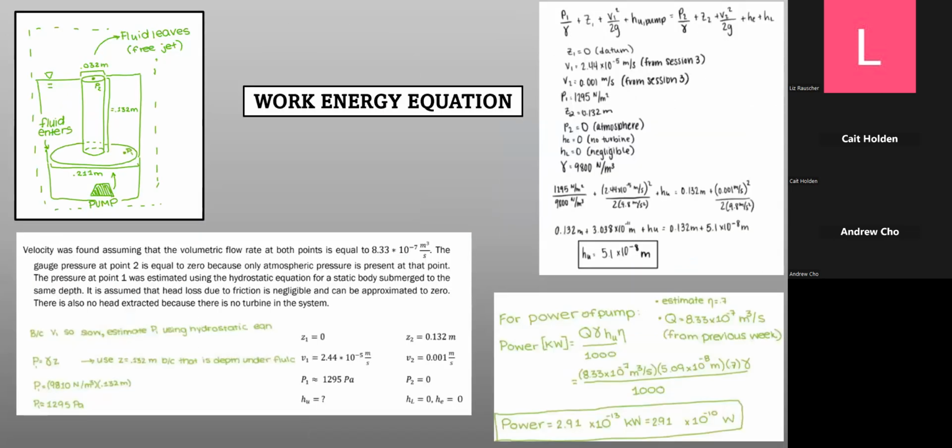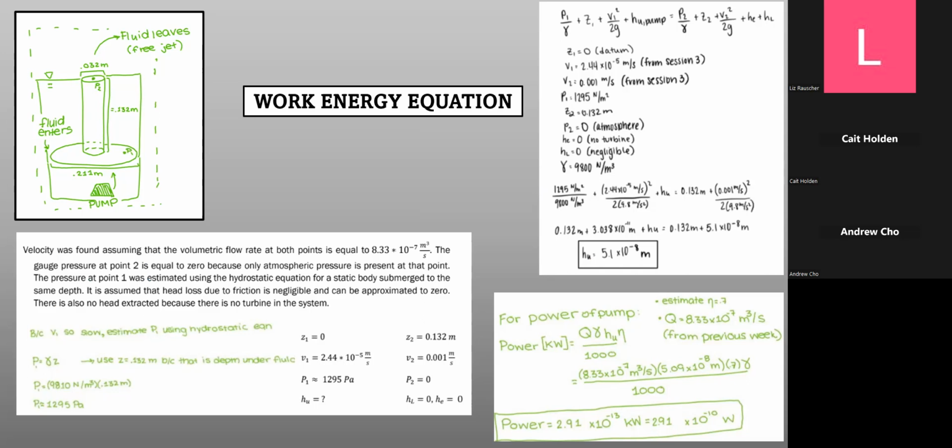We then apply the work energy equation to the system, where we assume the same height difference and same volumetric flow rate as the continuity equation. We first started with calculating the pressure at point 1, which is the hydrostatic pressure. And we assumed that the fountain is completely full of water, so the height that we used would be 0.132 meters. We assumed that the pressure at the second point is 0 because it's a free jet.